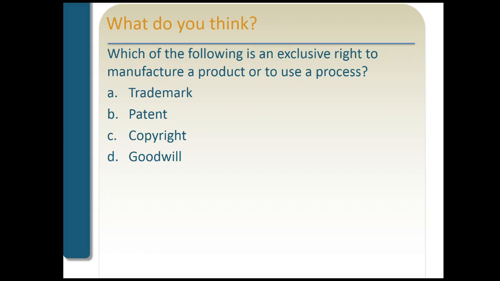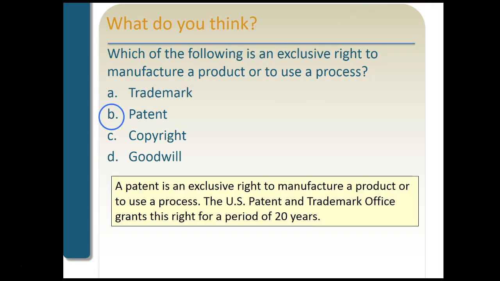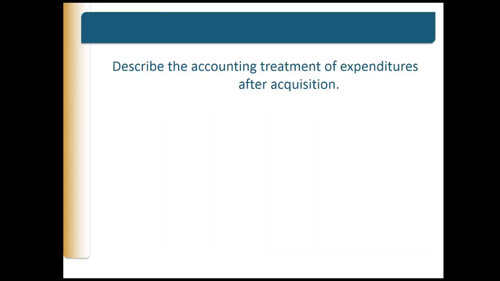So as we resume onto part 2 of this chapter, let's look at another question. Which of the following is an exclusive right to manufacture a product or to use a process? Is it a trademark, a patent, a copyright, or goodwill? Patent is the term for the right to manufacture a product or use a process. This right is granted for a period of 20 years.